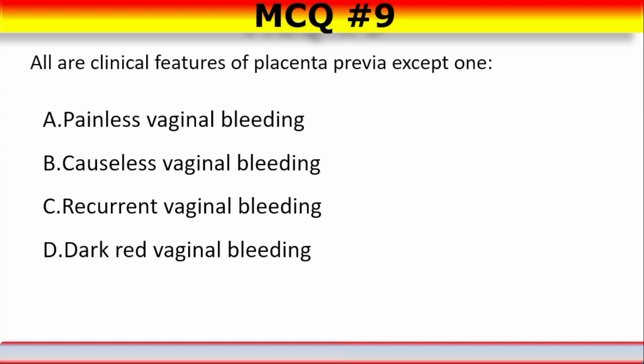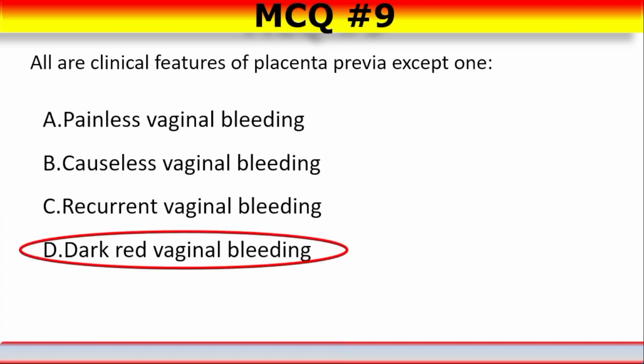The correct answer is D. Dark red vaginal bleeding. This is the feature of abruptio placenta, and the others are the features of placenta previa, which is painless, causeless, recurrent vaginal bleeding. So that's the typical sign of placenta previa.